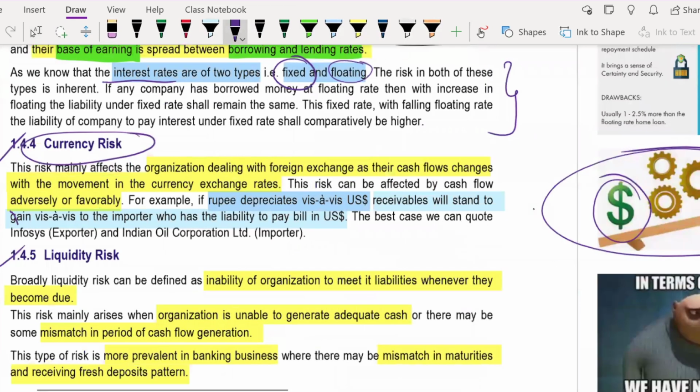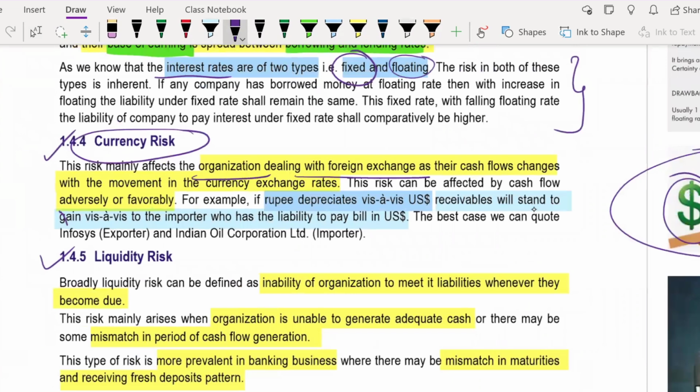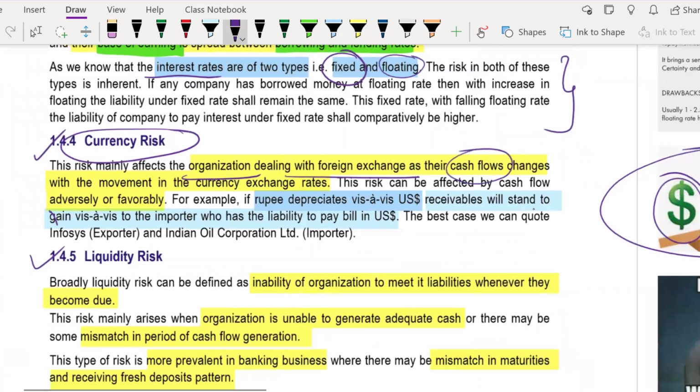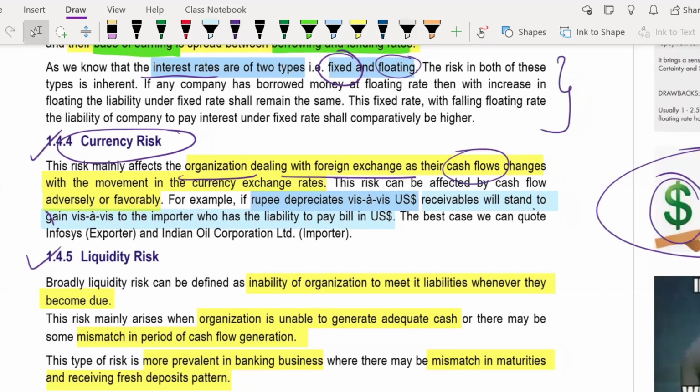So here what happens, an organization which is dealing with foreign exchange, suppose their supplier is outside India or their customer is outside India. Here what happens, your cash flows are totally dependent on foreign exchanges only. So if there is a movement constantly in the foreign exchange rate, it can either adversely affect you or favorably affect you depending on how it is there for your host country, correct?